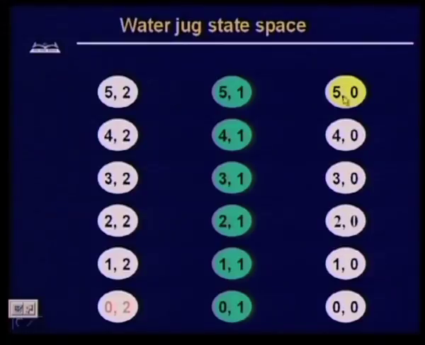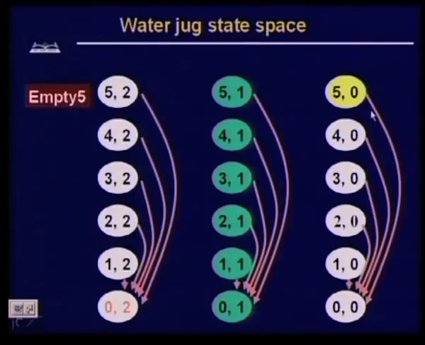Now, these are the different states, different pairs of states: 0 0, 0 1, 0 2, 1 0, 1 1, 1 2, 2 0, 2 1, 2 2. These are all the states of our jug problem. Now, the empty 5 operator takes you from 5 2 to 0 2, from 4 2 to 0 2, 2 2 to 0 2 and so on. It also takes you from 5 1 to 0 1, 3 1 to 0 1, 2 1 to 0 1, from 5 0 to 0 0 and so on.